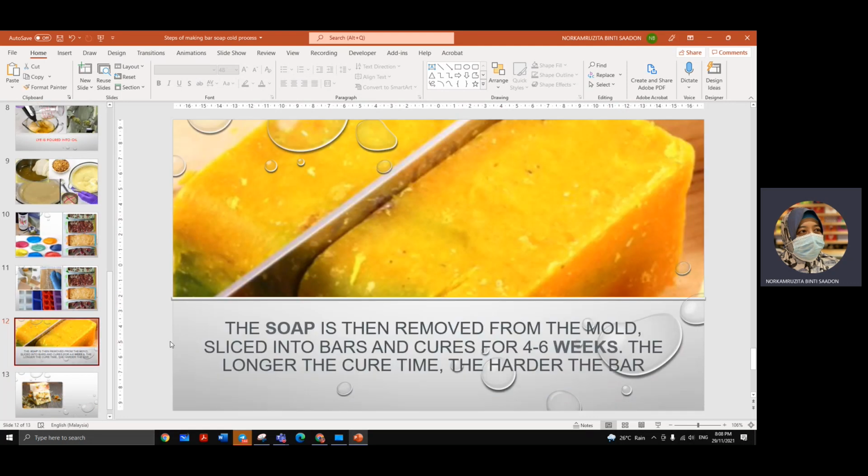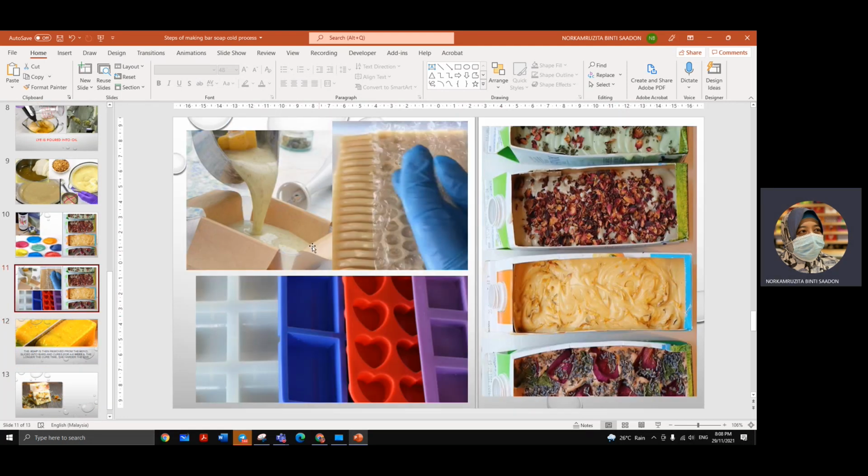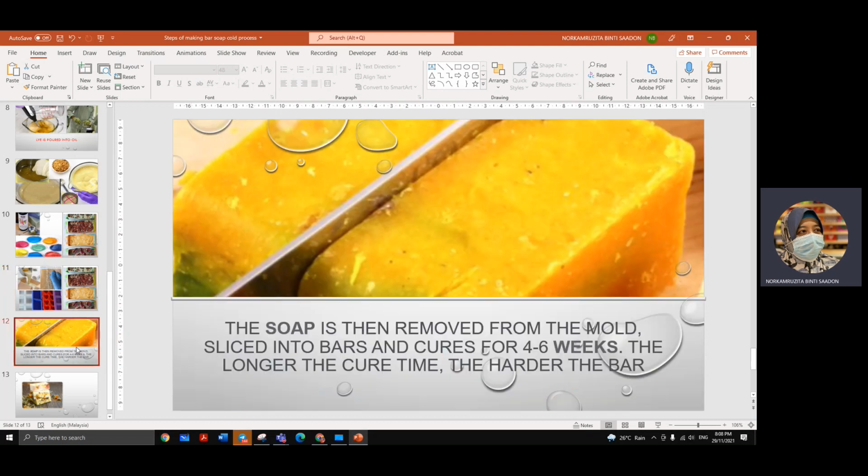Once you put everything in the mold, wait for about 24 to 48 hours before you take out the soap. If the soap is very soft, then leave it for about 48 hours first. Then take it out, remove it from the mold, and slice the bar. If you don't slice within 48 hours, the soap will become harder and it's very hard to cut.